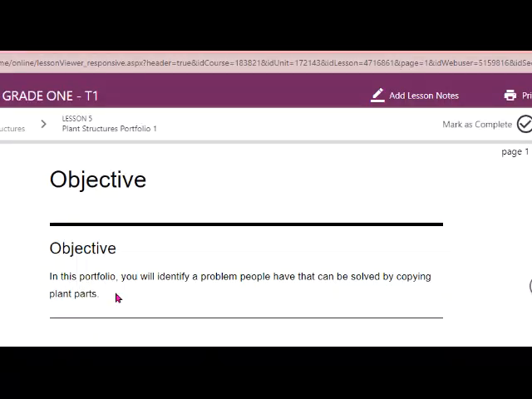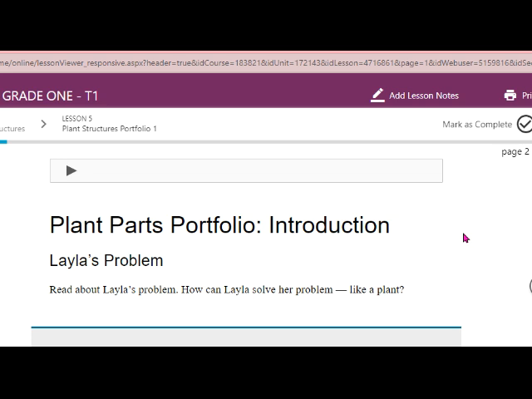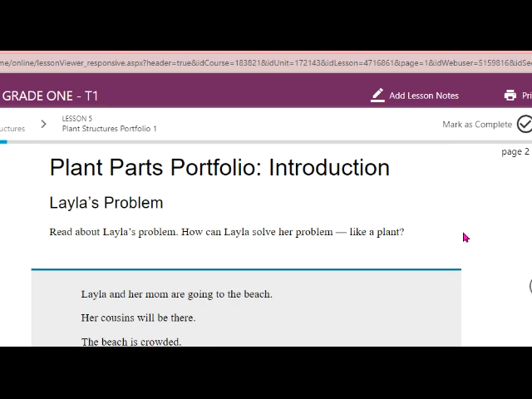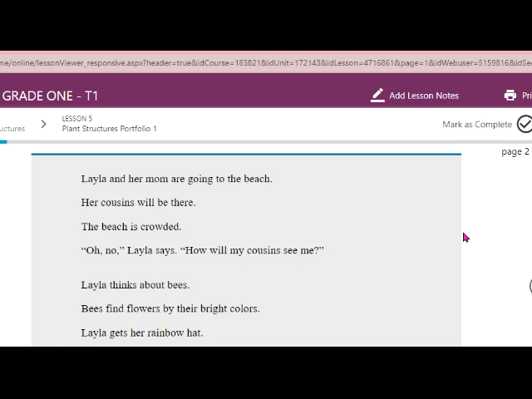Objective. In this portfolio, you will identify a problem people have that can be solved by copying plant parts. Read about Layla's problem. How can Layla solve her problem like a plant? Layla and her mom are going to the beach. Her cousins will be there. The beach is crowded. "Oh no," Layla says. "Will my cousins see me?"